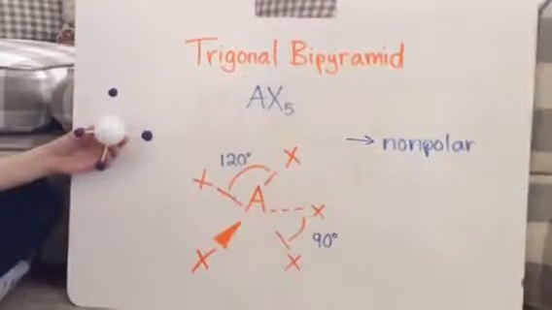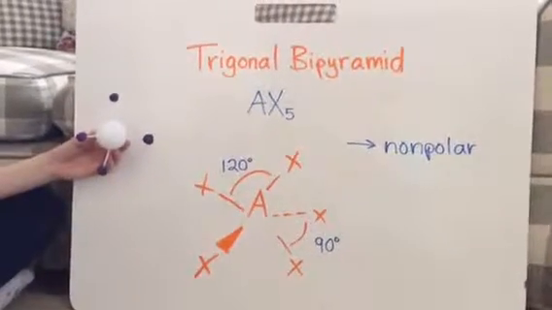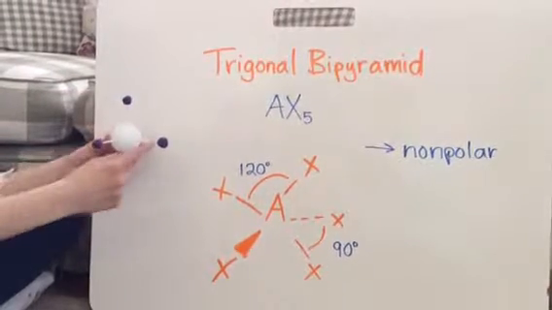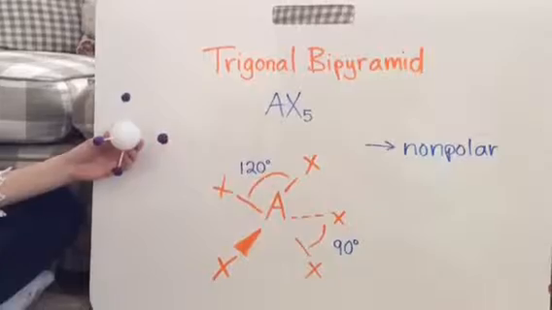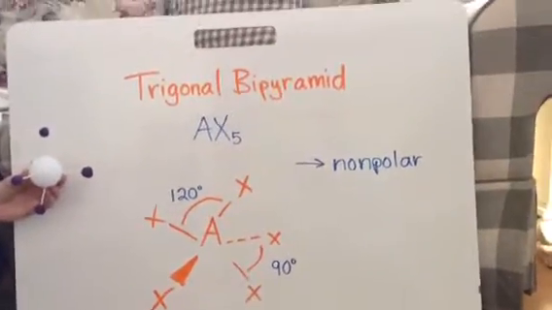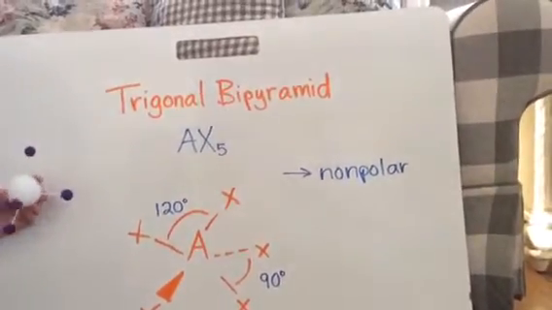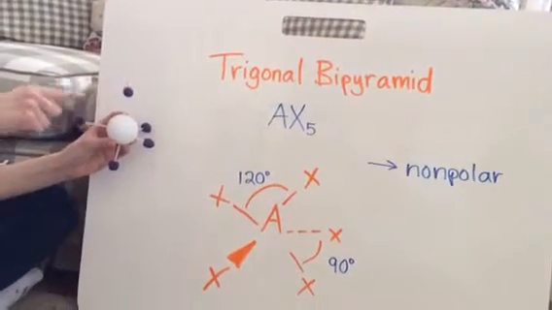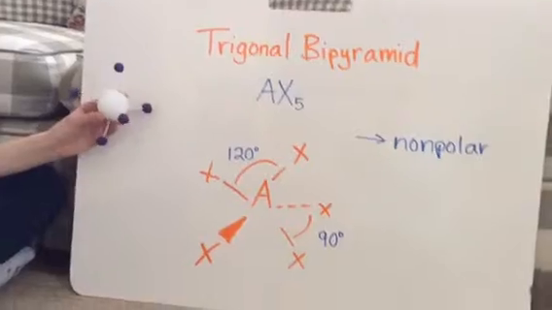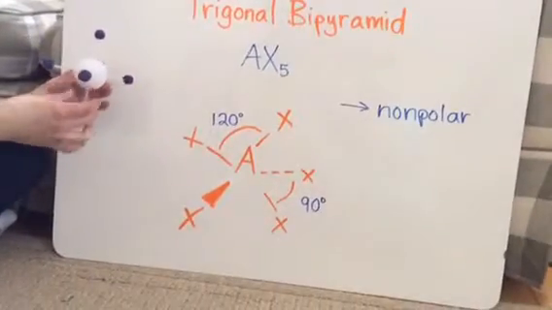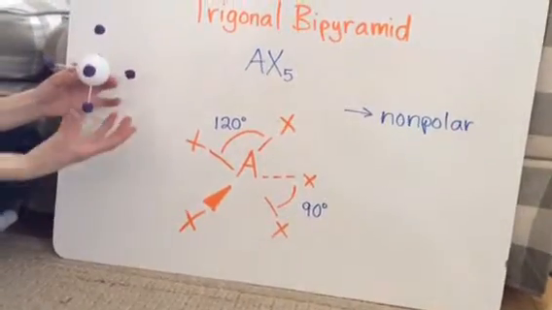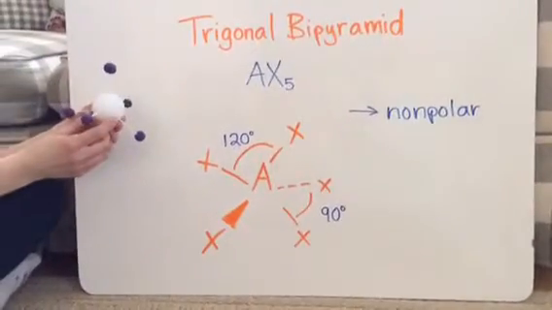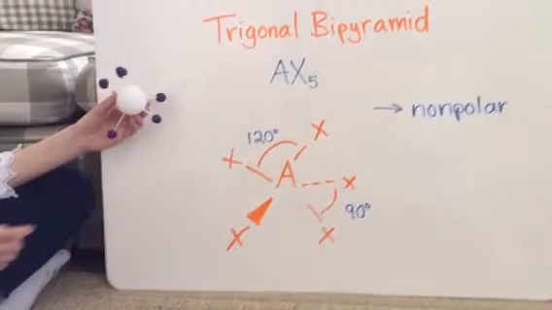Trigonal bipyramid is a central atom surrounded by five other atoms, and it has five bonded electron pairs and no unshared electron pairs. The bonds are 120 degrees apart here and 90 degrees apart here, and it is called bipyramid because the atoms make a pyramid on the top and then they make a pyramid on the bottom, and all the charges cancel out and meet in the middle, so it is nonpolar.